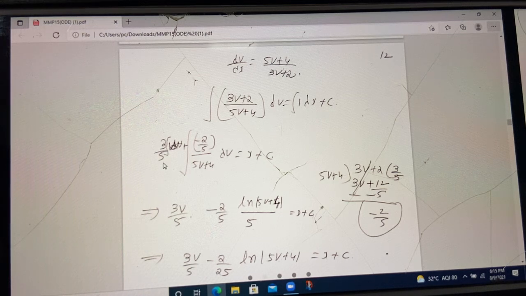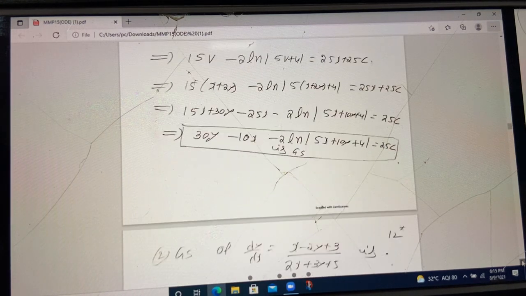This is quotient Q plus R by D, equal to x plus C. So 3 by 5 into 1 dv, minus 2 by 5 by this. This is 3v by 5 minus 2 by 5. What is the integral of 1 by ax plus b? It is log of ax plus b by a. So it is 3v by 5 minus 2 by 25 log of v plus C. What is v? v is x plus 2.